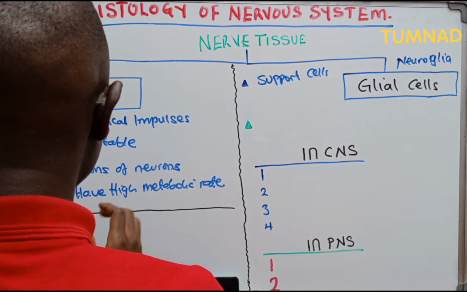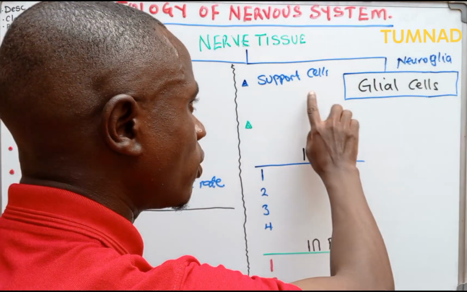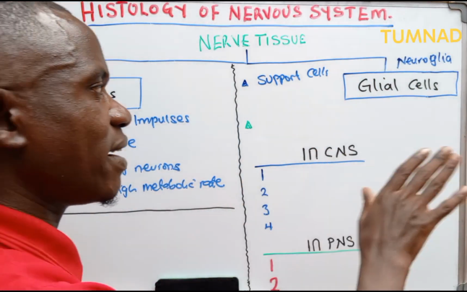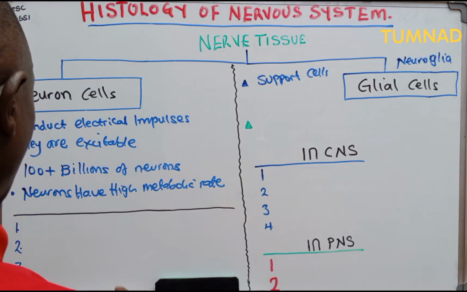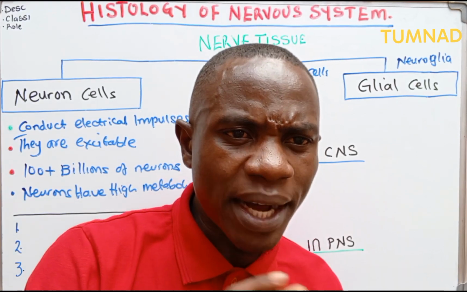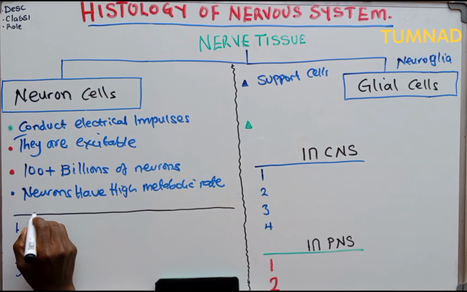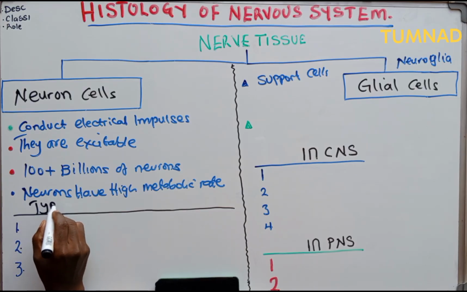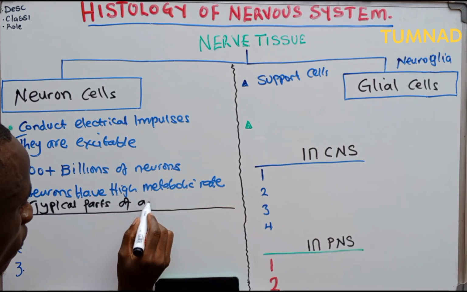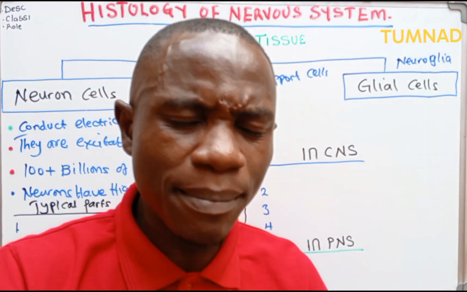When we come to the support cells, we said that the support cells are the glial cells, or the neuroglia. We shall come later to see the different examples of the support cells. Now, having looked at the neuron cells, let us look at the typical parts that make up a neuron.